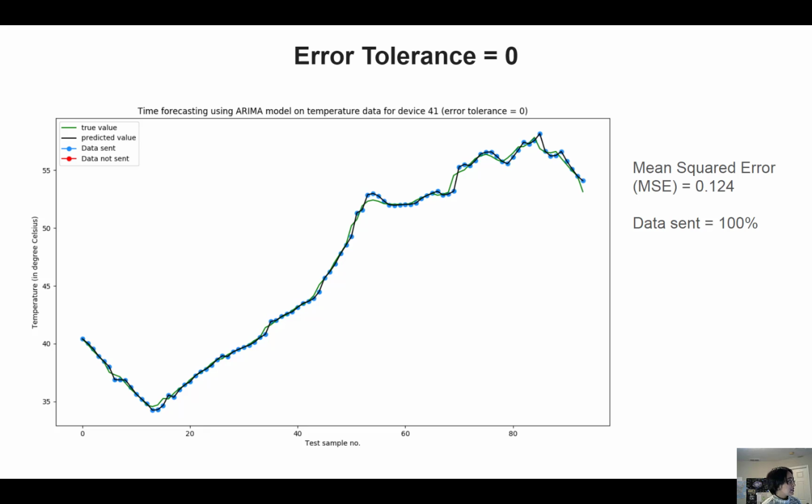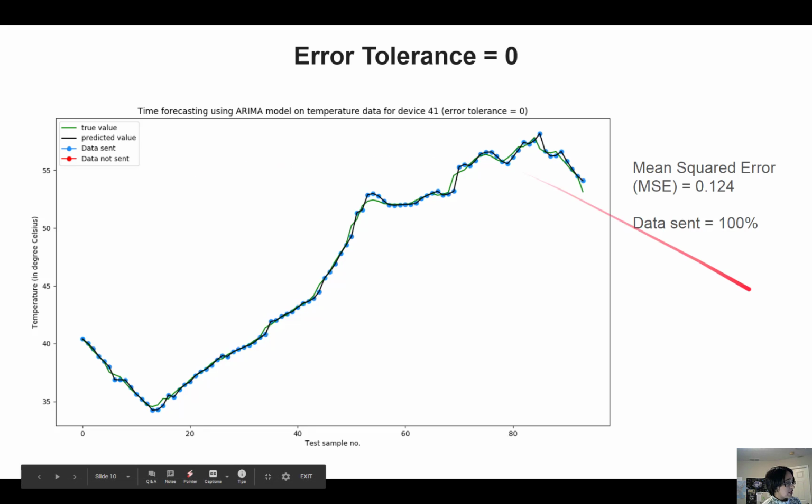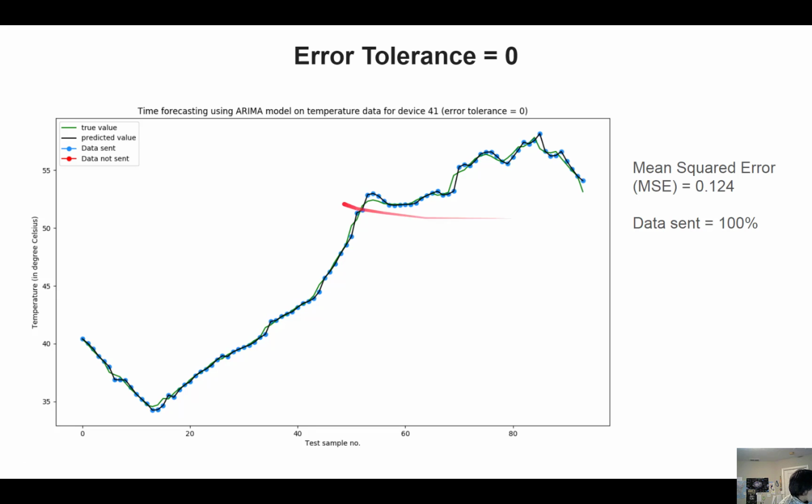In this case, we see that the error tolerance is 0, and so 100% of the data is sent from the sensor node to the server. You have the true value in green here. In black, you have the predicted value using ARIMA. In blue, you have the data that is sent, and there is no data that is not sent in this case. So there are no red dots here.